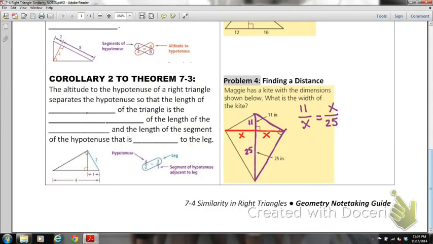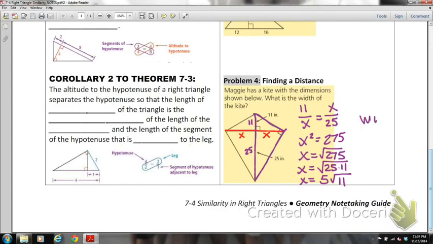That was our first corollary that we had. So if you multiply this out, you get x squared is 275. Take the square root of both sides. X is the square root of 275. 275 is 25 times 11. And I can take the square root of 25, which is 5, out of the radical sign, leave the 11 under the radical sign. So that gives me half of the width of the kite.